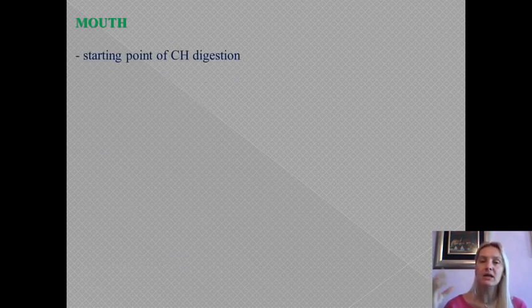So when we eat something sweet or carb-rich food, carb-rich diet, carb-rich meal, the content is in our mouth. So what is going on? Of course, first mechanical chewing or grinding of the food, and it's gonna be the starting point for carbohydrate digestion.